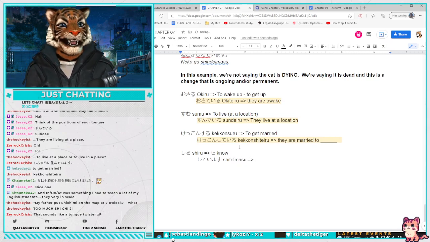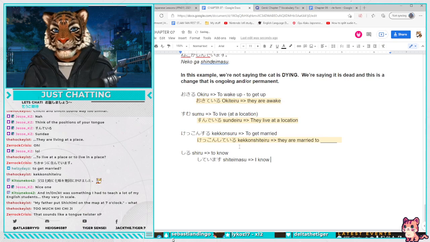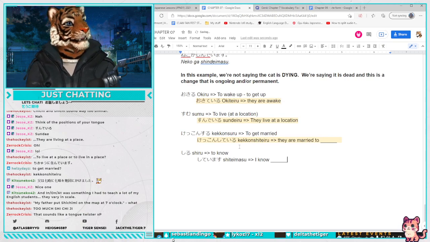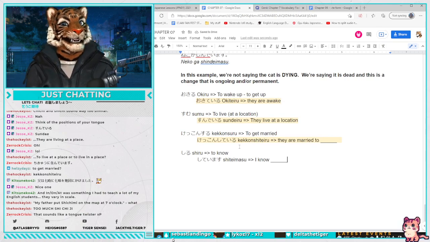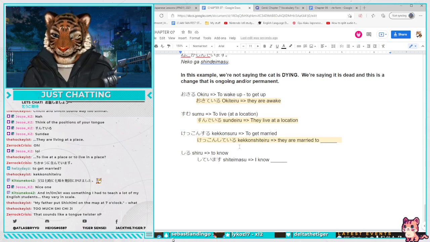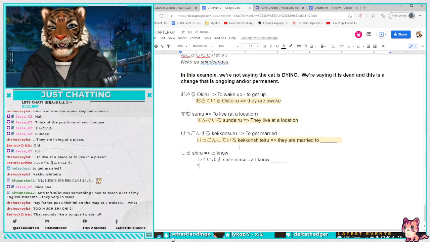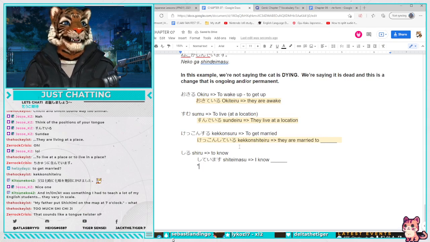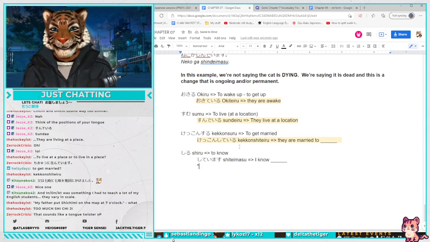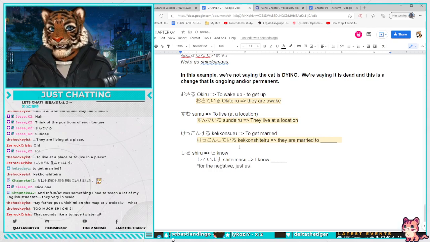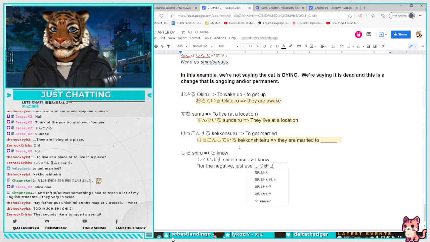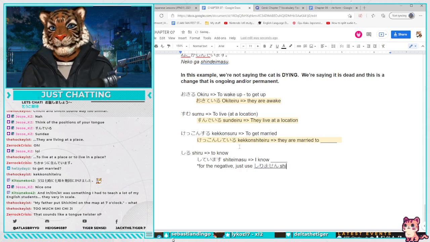知っています. This doesn't mean I am knowing of something. It says like I know blank. You already know this, like this lesson, 知っています. I know this. But it's important to know that for the negative, like I don't know, you would not use 知っていません. For the negative, just use 知りません. I don't know.